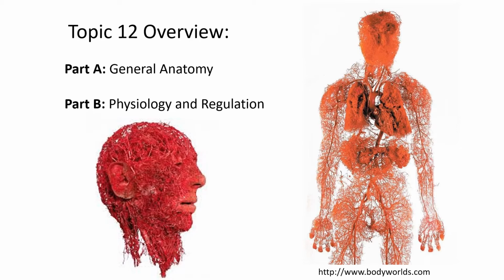I love these couple of images here. These are from the exhibition known as Body Worlds, and what they've done is they've taken real human cadavers and they've injected latex, so this rubbery substance, into the circulatory system. After that, they've used enzymes and chemicals to remove all the flesh. So we're left with this cast of the circulatory system. You can see how fine the vessels are and how many vessels there are in the face and also in the lungs and in the liver.